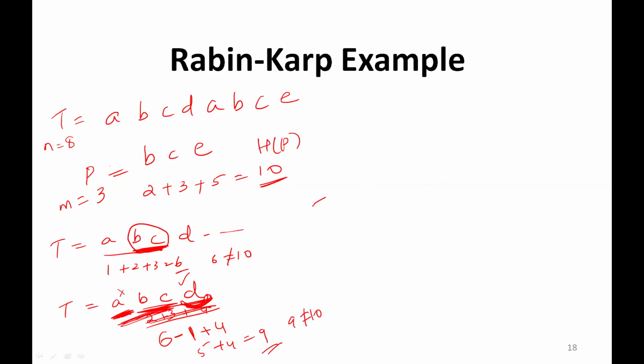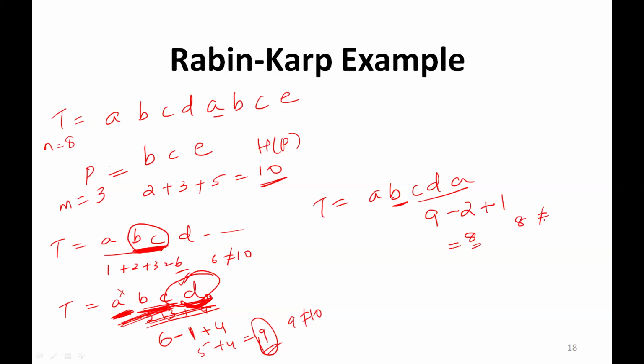Let us move forward. The text is A, B, C, D, and the next one is A. So we've checked ABC, then we checked BCD. Now we have to check CDA. You can see CD was already there in the previous step, and the total hash of that was 9. So 9 minus the value of B, say 2, and we add a new one, say 1. 9 minus 2 is 7, and 7 plus 1 is 8. Again 8 is not equal to 10, so we don't have to check.